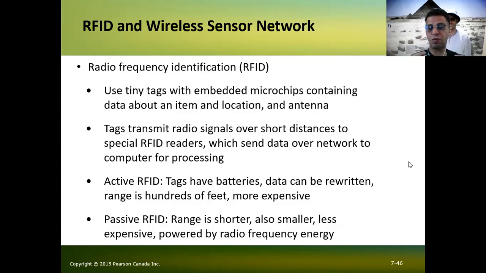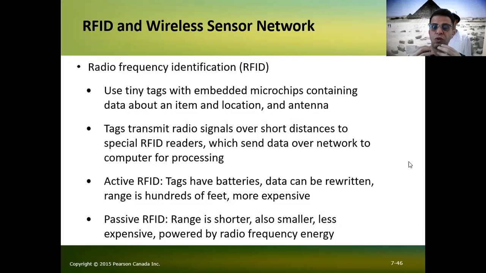And we said we have two types of RFIDs: active RFIDs and passive RFIDs. The active RFID has a battery. Data can be rewritten, and you can write it on the spot with the machine. It can be read from hundreds of feet away, it has a longer range, and it's more expensive. You can update that data.